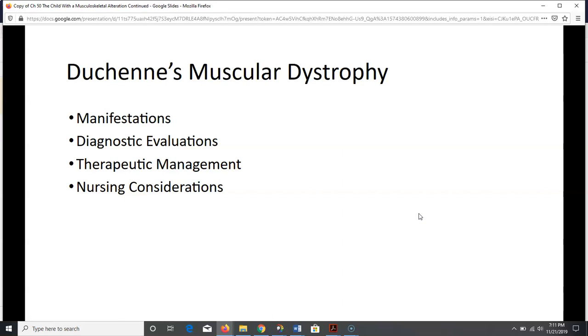Calves often are enlarged. They'll have a waddling gait. They'll have lordosis and cardiomyopathy. They'll use the Gower maneuver, and a cognitive disability is common. The Gower maneuver is when a child has to use their hands and arms to walk up their own body from a squatting position due to the lack of hip and thigh muscle strength.